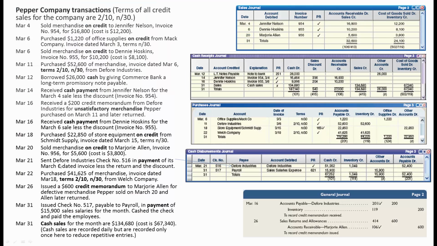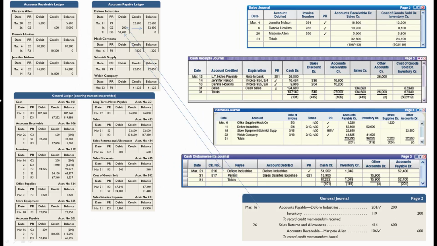Next, we're going to send DeFore a check in payment of the invoice. We're going to take the discount, and we're also going to make certain that we take into consideration the return. So here we can see that we recorded the return. So this is the amount that we owe them. So that's the amount that we want to show that we have paid off, and we calculated the 2% correctly.